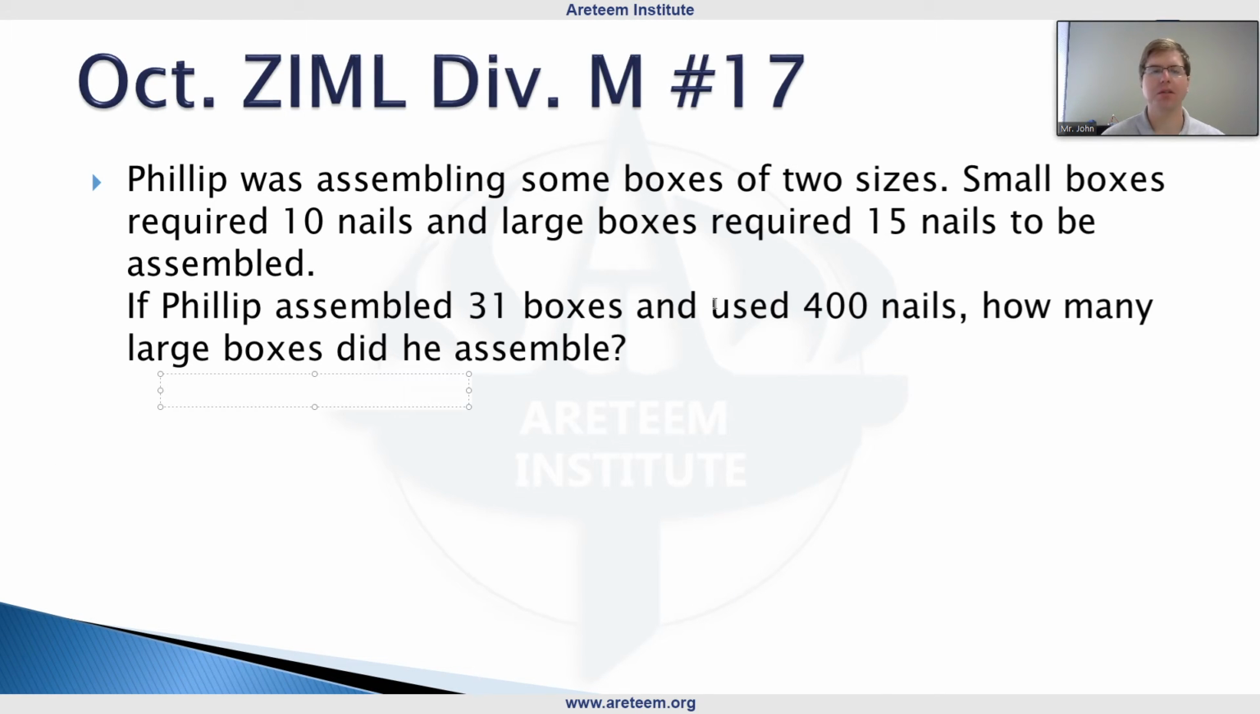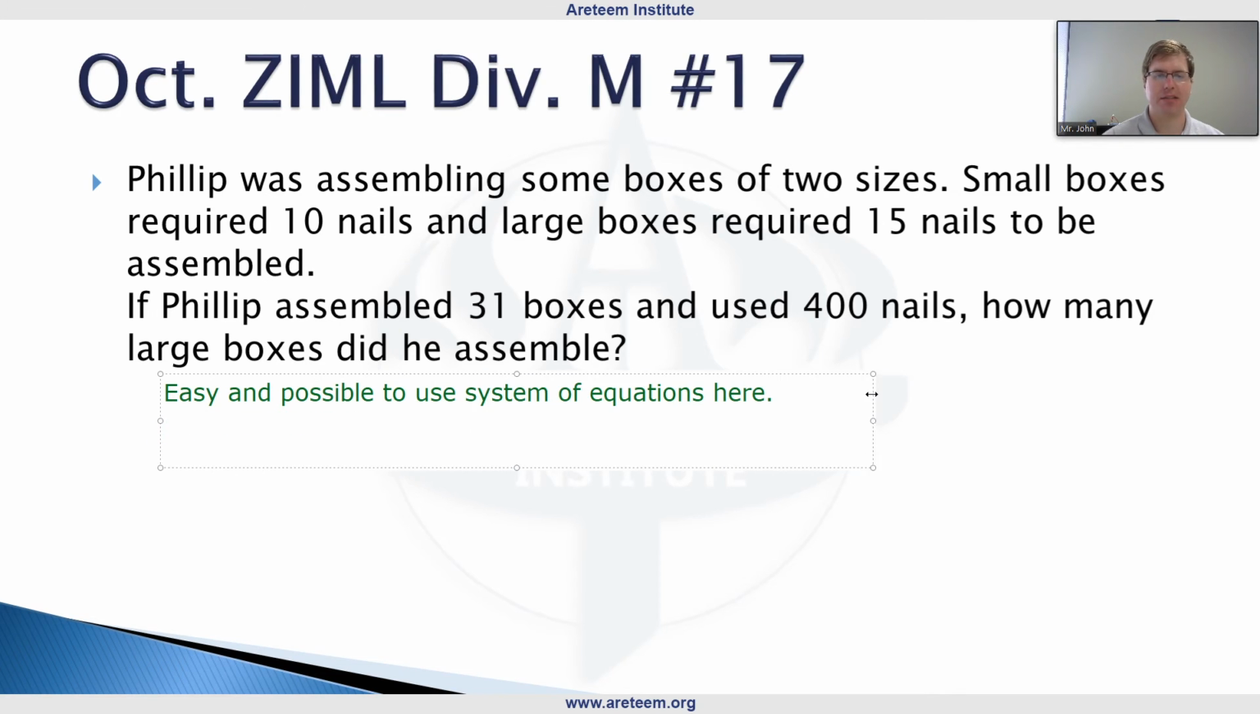So of course, a system of equations is easy and possible to use here, right? So, no issues setting that up. How many boxes are small, how many are large? The sum of those two numbers is 31, and we multiply times 10 and 15. Their sum is 400 there. So, how many of you have heard of the chickens and rabbits method?